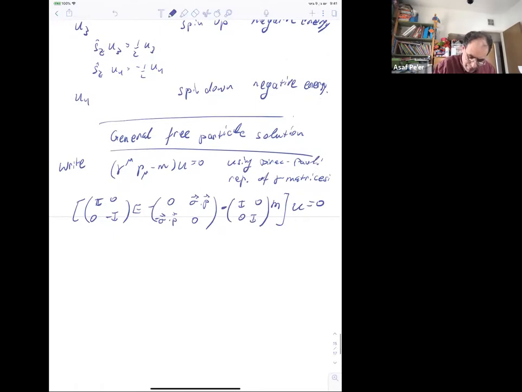Now the sigma dot P is the one that is going to give us the most algebraic problems. That's simply written as Pz, Px minus I Py, Px plus I Py, and then a minus Pz. Now this is a block, it's a 2 by 2 block.